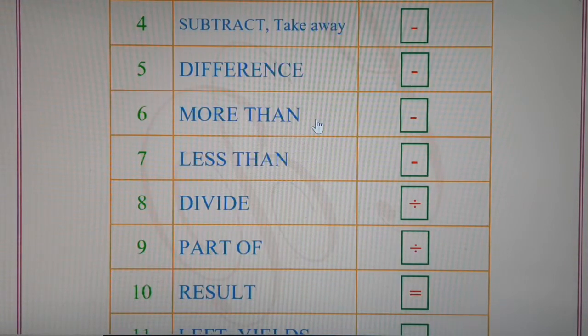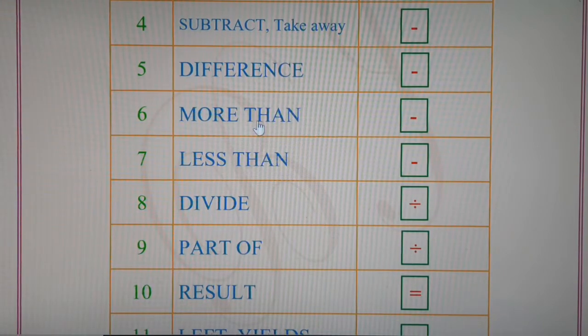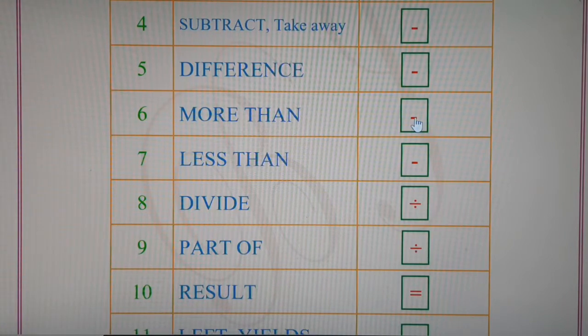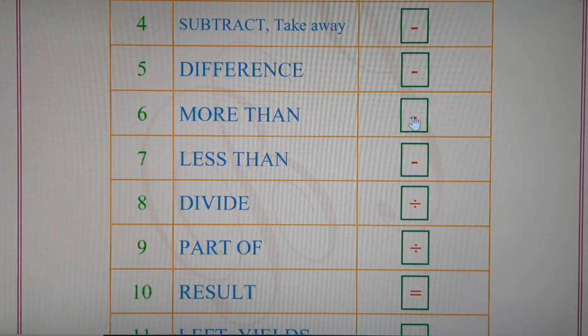Suppose I say Ravi's marks are more than Shyam's by 6. That means we have to find the difference of their marks. That means we have to subtract. I have mentioned that whenever the word more than is used, we have to use the minus sign. Ravi's marks are more than Shyam's. That means Ravi's marks minus Shyam's marks is equal to the value given. So here Ravi's marks minus Shyam's marks we have to do. That means we have to use the minus sign.